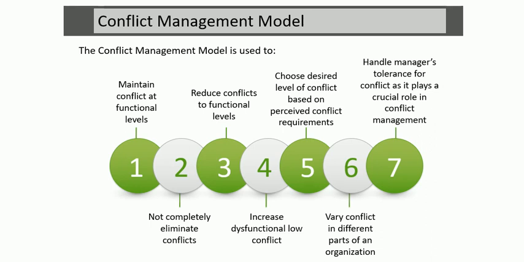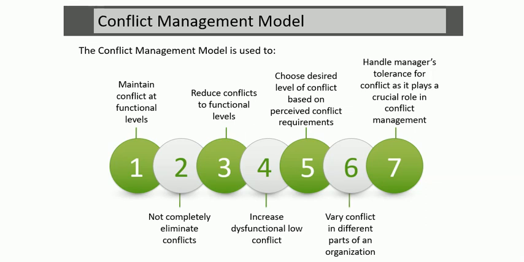On number four, we have to increase dysfunctional low conflict. If you remember the dysfunctional low conflict, we have to increase the weightage and impact of conflict at the low level, and we have to maintain it at the low level so it doesn't go to the higher levels. On number five, we have to choose the desired level of conflict based on our perceived conflict requirements, like what is the problem causing it: is it the organization culture, the product or service, the fast changing requirement, or other than that the employees' behavior or the lack of motivation. So we have to choose the desired level of conflict based on our requirements and our analysis.